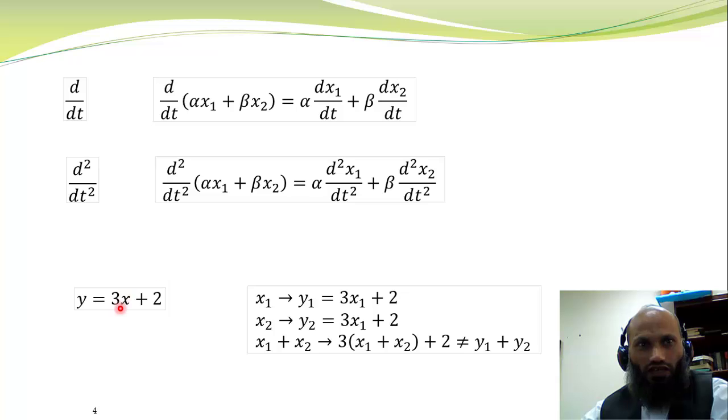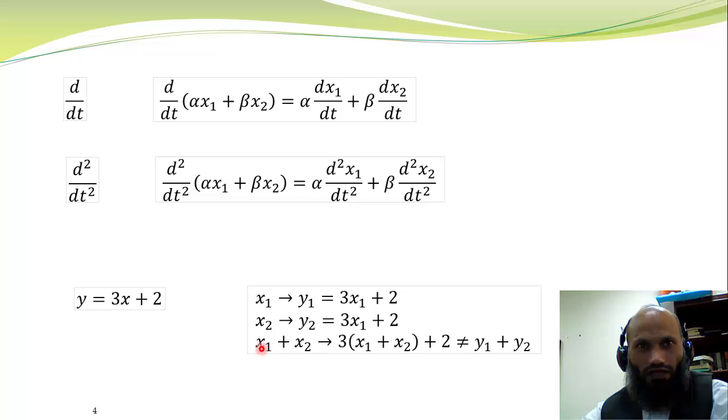So remember that for functions, not always a straight line will represent a linear function. Let's talk about this function, that is y is equal to 3x plus 2. This is the equation of a straight line. However, this function does not satisfy the superposition theorem. Let's check it over here. If we apply an input x1 to this function, then y1 is equal to 3x1 plus 2. For input x2, we have y2, which is equal to 3x2 plus 2.